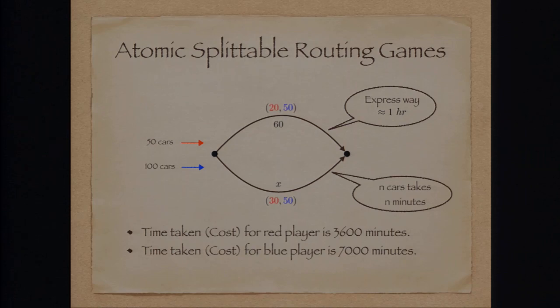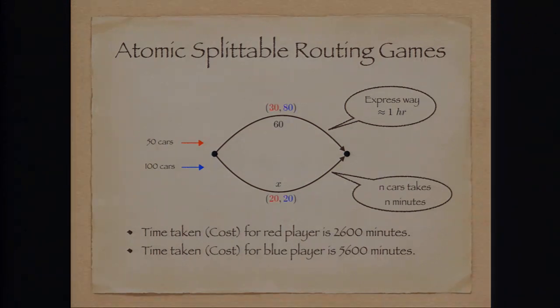Now we consider atomic splittable routing games, where the players have a significant effect on the network. For example, there are two freight companies or car companies, where red wants to send 50 cars and blue wants to send 100 cars. So this is one of the possible strategies for these players. The red company sends 20 cars on the top edge and 30 cars on the second edge, and similarly for blue. Now we can compute the time taken, which is the cost for the players. These are the numbers.